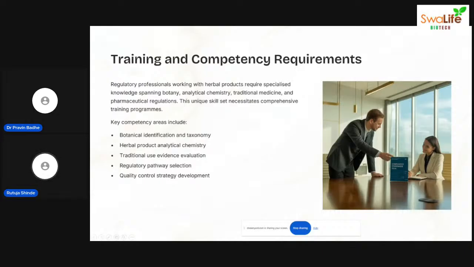Then training and competency requirements. So working with herbal products demands a unique skill set. Regulatory professionals need knowledge that spans botany, analytical chemistry, traditional medicine, and pharmaceutical regulations. So this means organizations must invest in specialized training and competency development. A well trained team is better equipped to handle the complexities of herbal product submission.